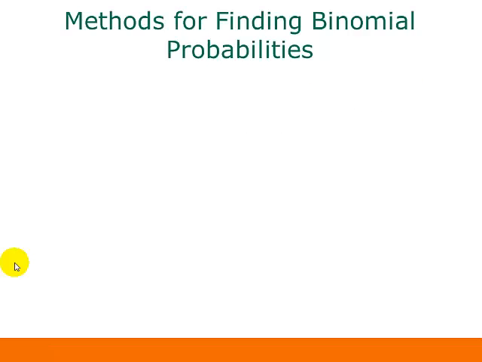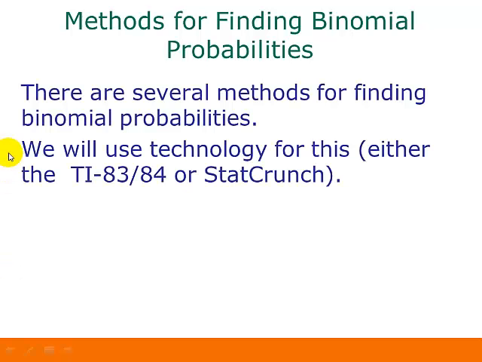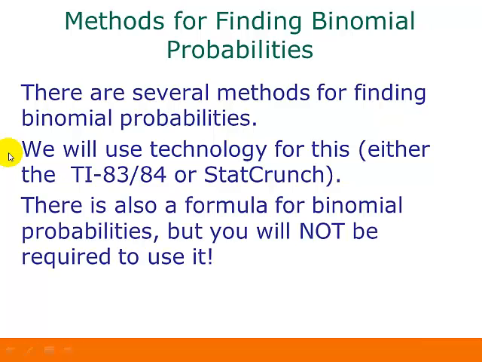And let's look at some methods for finding binomial probabilities. We will use technology for this, either your TI-83 or 84 or StatCrunch. There is a formula for binomial probabilities. You might see this in some of the MyMathLab homework examples, but I will not require you to use this formula. You can use your TI-83 or 84 to get these probabilities, and it's much easier.